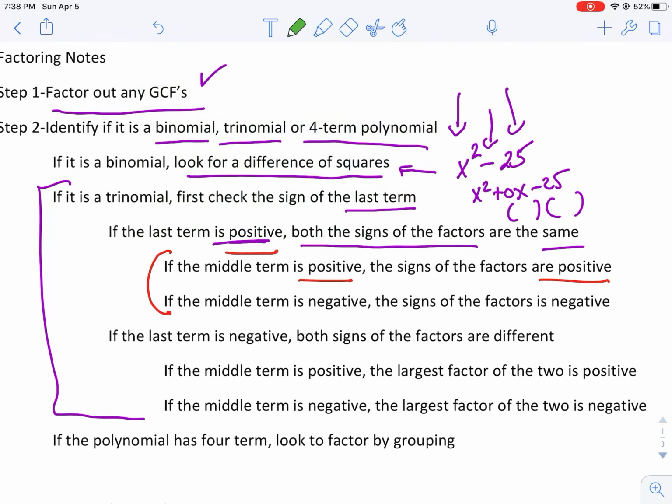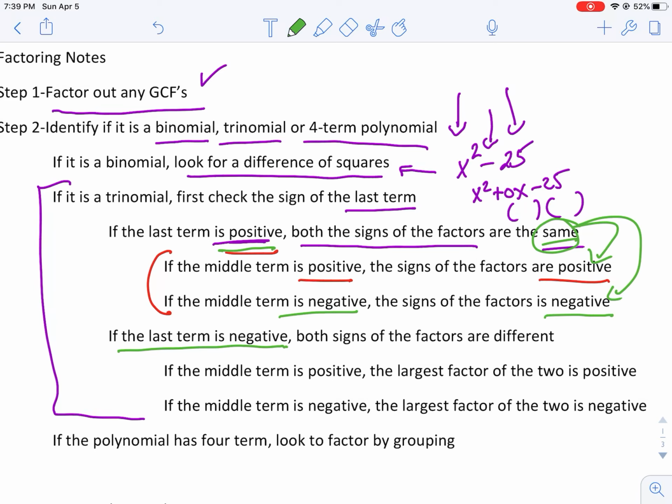If the last term is positive and the middle term is negative, then the signs of the factors are negative. Remember, they're both the same. So if they're both the same and the middle term is positive, they're both positive. If they're both the same and the middle term is negative, then they're both negative.